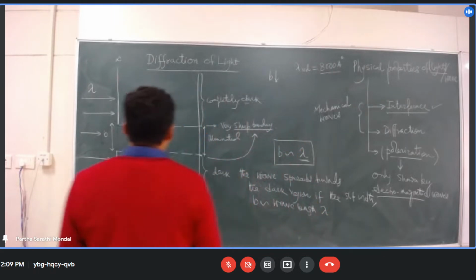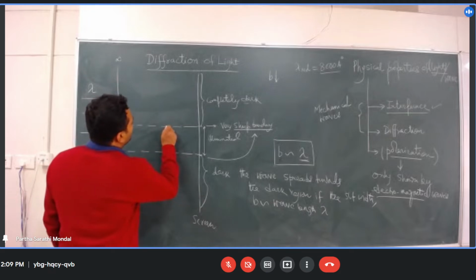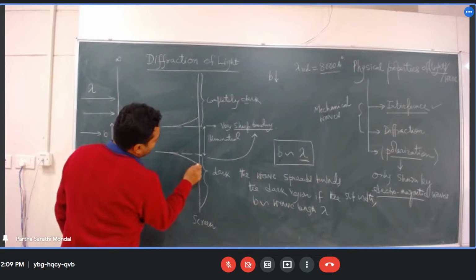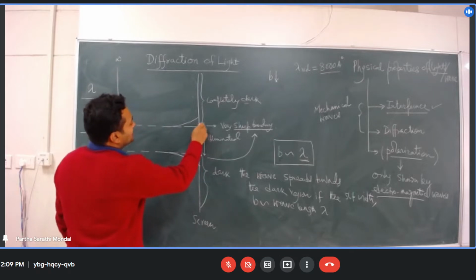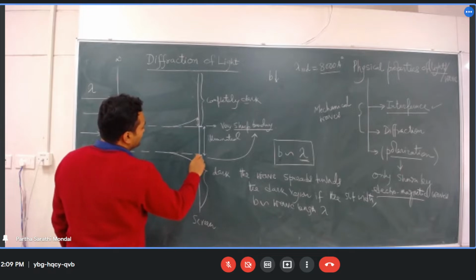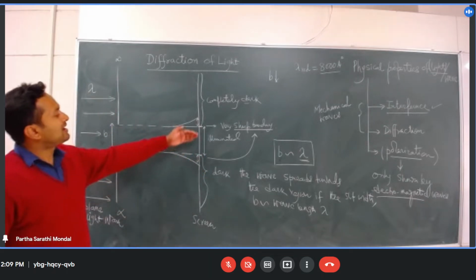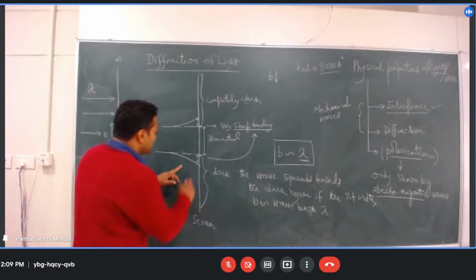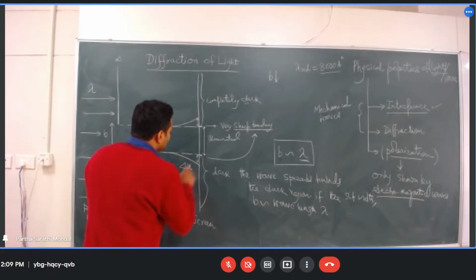So that means what happens? Some portion of the light will get intruded like that. So the boundary, previously it was sharp, now you have this much of boundary between the shadow and the illuminated region. So let's say this is the delta X.